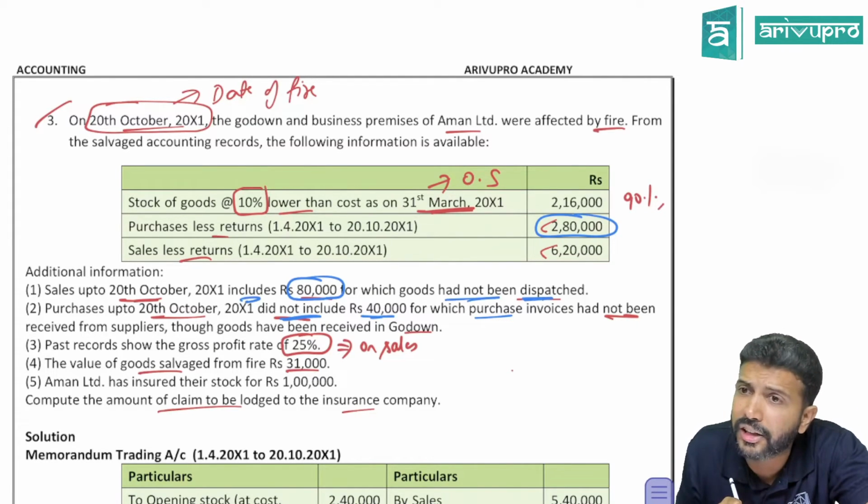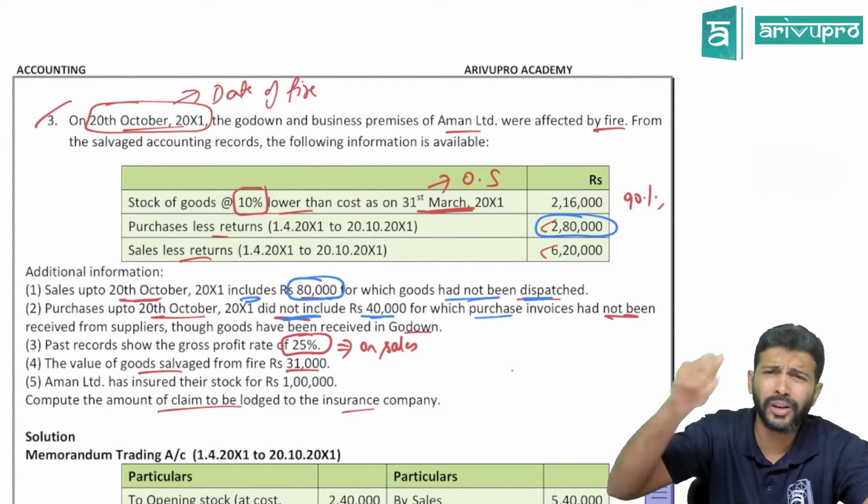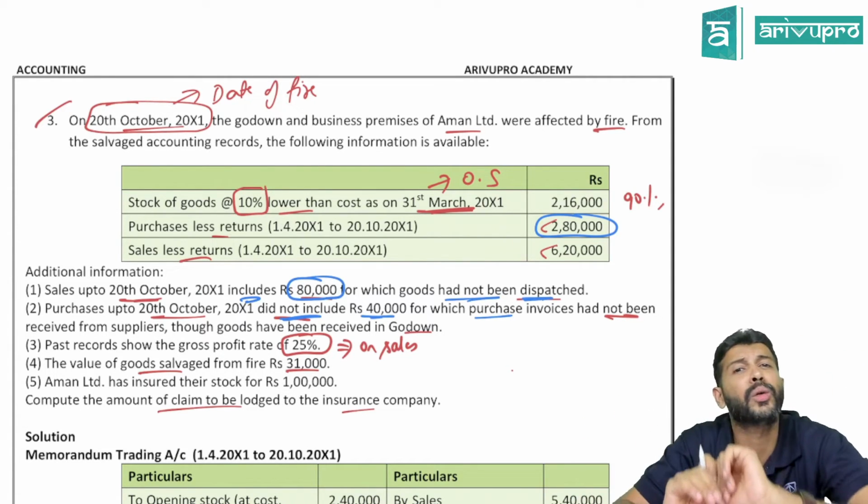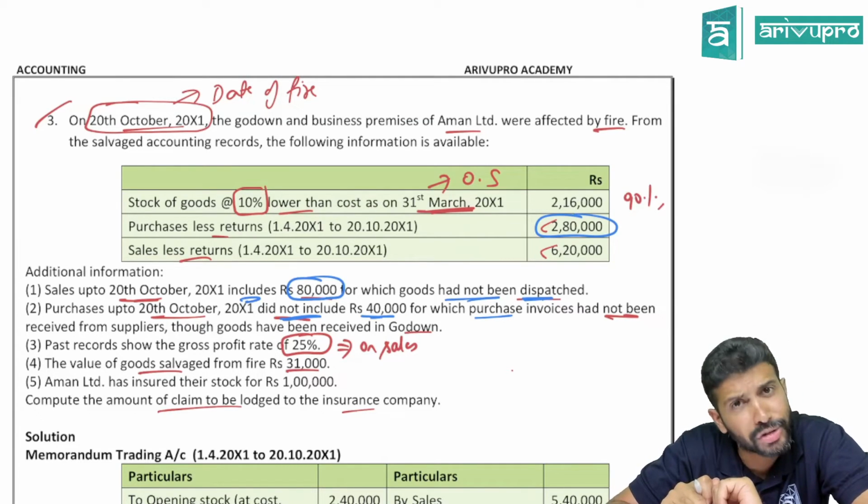Sales includes 80,000. You will treat it as a sale when you have raised the invoice, generally. The invoice is raised, so you have already accounted it as a sale. But did you send the goods?